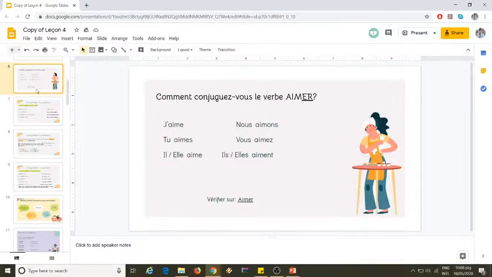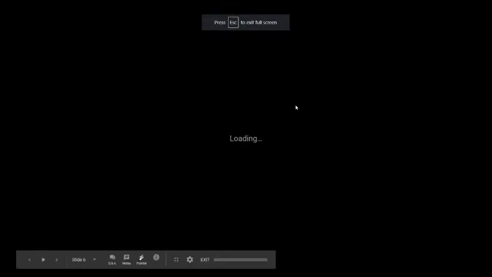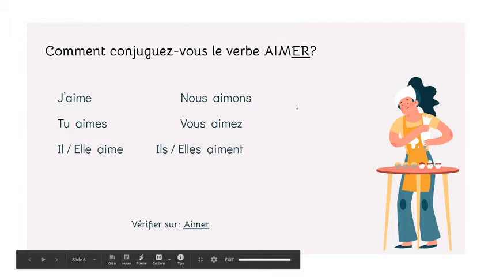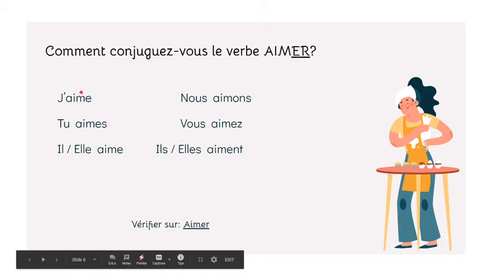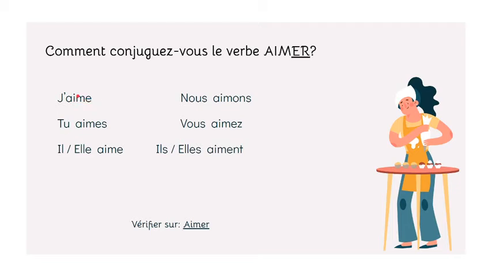So kita kembali ke lesson 4, iaitu verb aimer. Just a quick refresher for you guys. Okay, comment conjuguer vous le verbe aimer? So macam mana nak conjuguer verbe aimer is: j'aime, tu aimes, il ou elle aime, nous aimons, vous aimez, ils ou elles aiment.